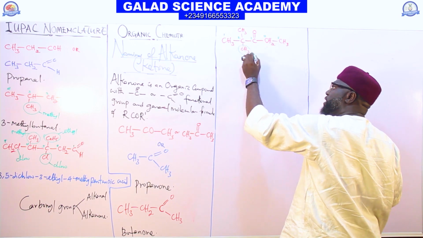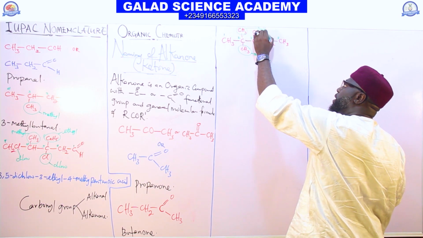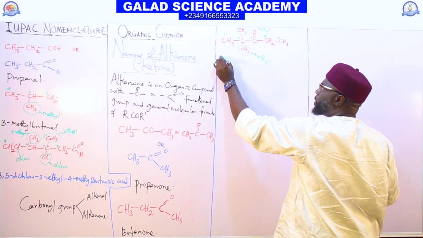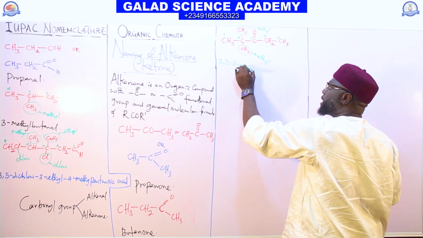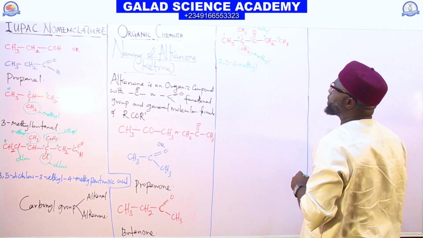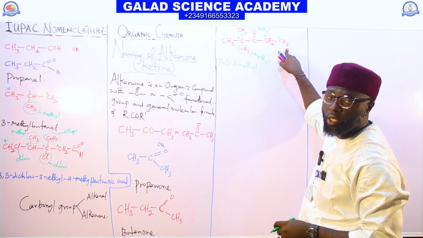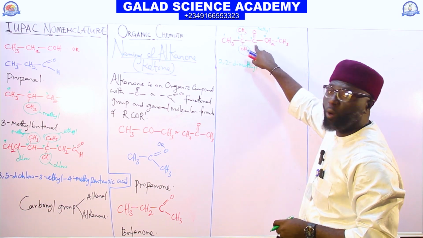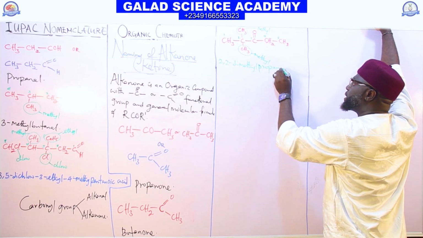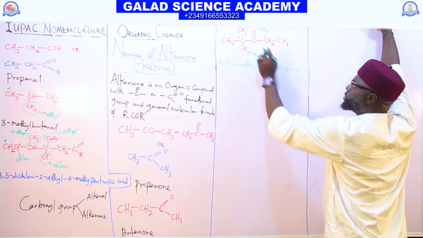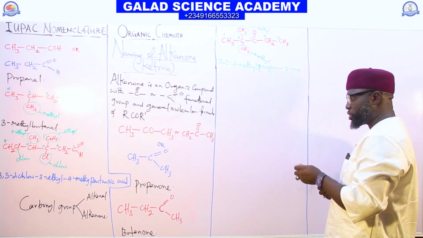How many substituted groups do we have? This is methyl. Here we also have another methyl. What will be the name now? We call it 2,2-dimethyl, 1, 2, 3, 4, 5, pentanone. But the one at carbon 3, we call it 3-pentanone, because it is at carbon 3. Let's check another question.